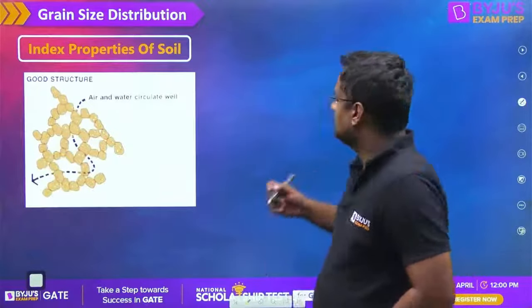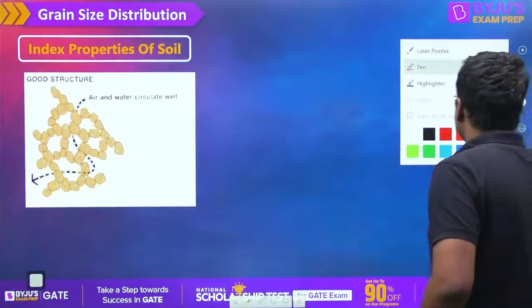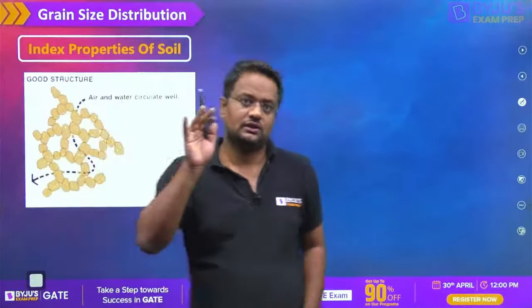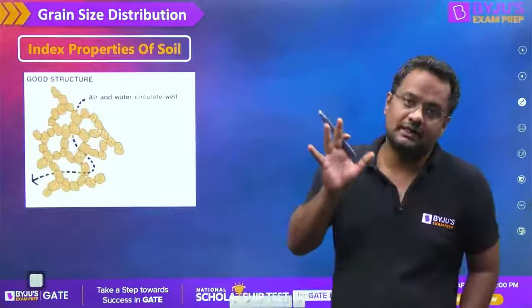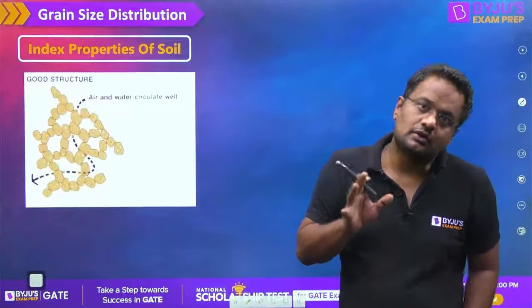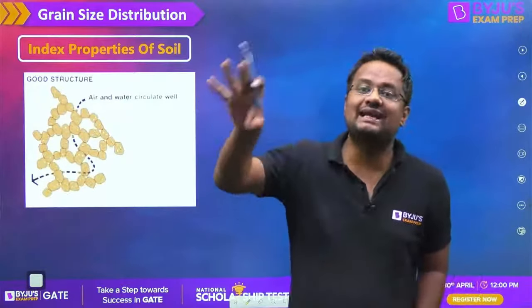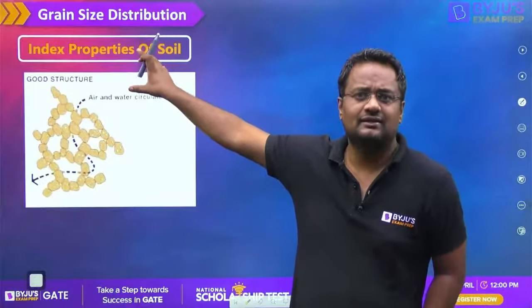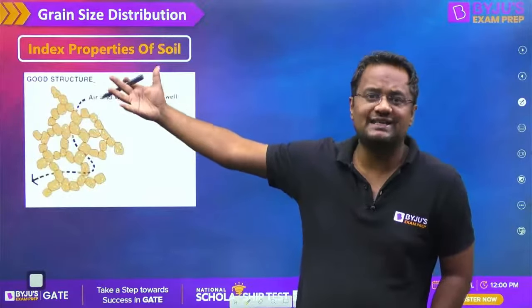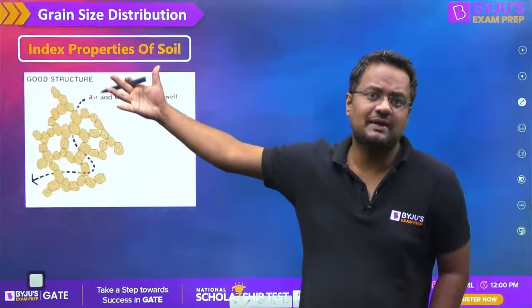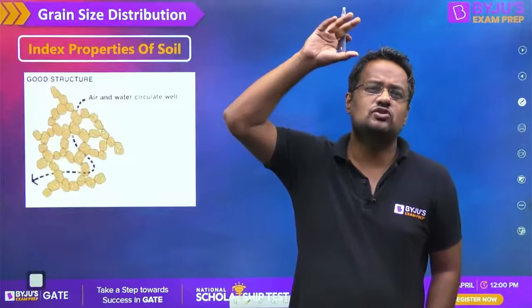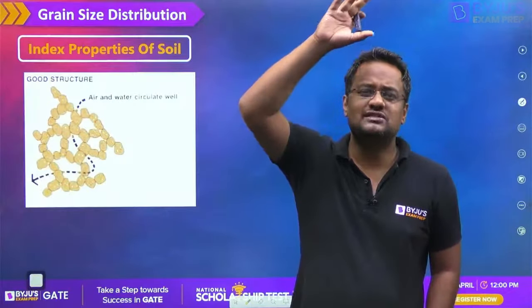Before teaching you the grain size distribution curve, let me tell you what index properties are, because grain size distribution is directly related to this. So first let us understand the base, why we are studying grain size distribution, and what are its benefits. We don't just read a topic like that. Why was the grain size distribution curve made, why do we study grain size distribution?